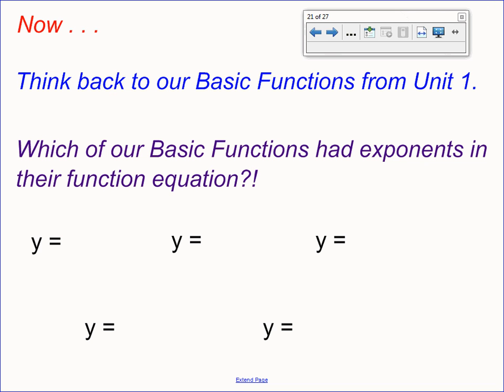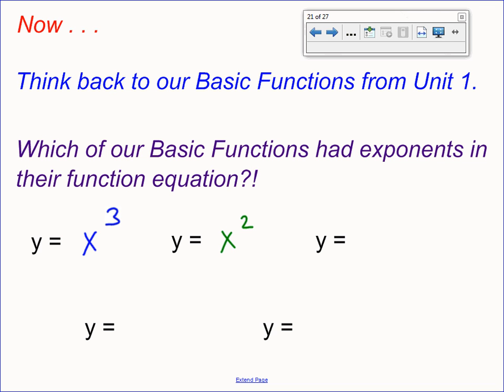X squared, the squaring function. 1 over x squared, square root of x squared, and cubed x. All right. What's one function that involves exponents? Carson. The cubing function, y equals x cubed. Good. A different one that involves exponents. Logan. The squaring function, y equals x squared.